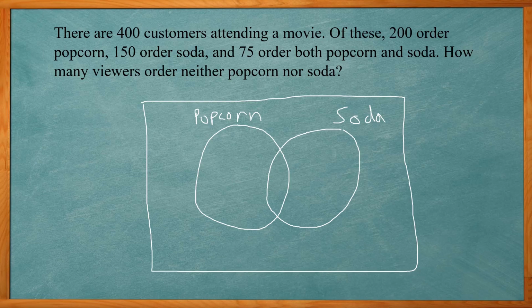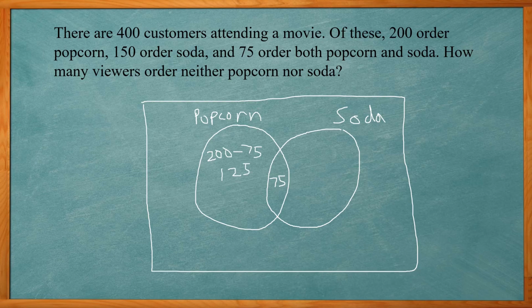Again, I want to start in the middle. We said 75 order both. So that's our count there. Now in popcorn, it says 200 people order popcorn. And in this circle, popcorn circle, we already have 75. So what's left is 200 minus 75, or 125.